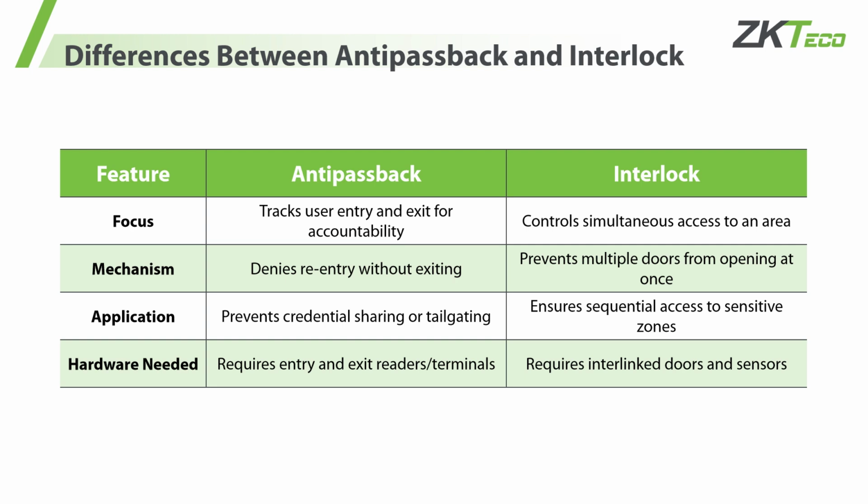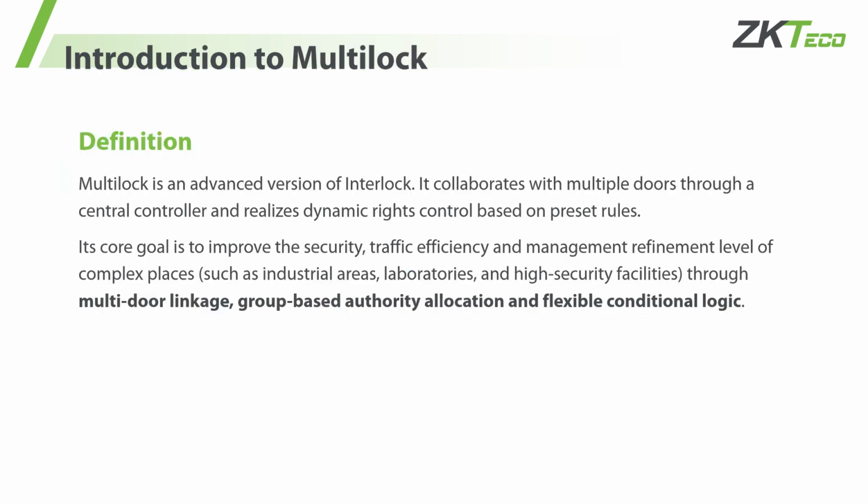In mechanism, anti-passback prohibits re-entry without leaving first. Interlocking prevents multi-doors from opening at the same time. In terms of applications, anti-passback prevents access control, credential sharing, or trailing entry, while interlocking ensures access to sensitive areas in order. In terms of hardware requirements, anti-passback requires card reader terminal equipment at entrances and exits, and interlocking requires interconnected doors and sensors.